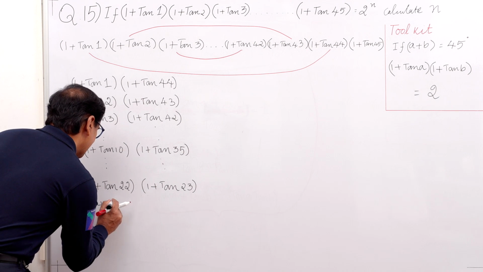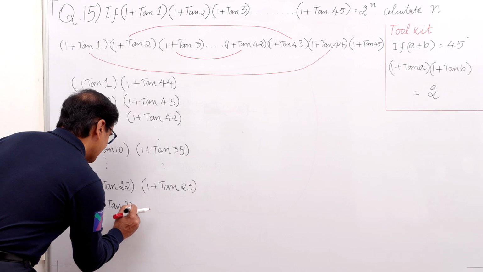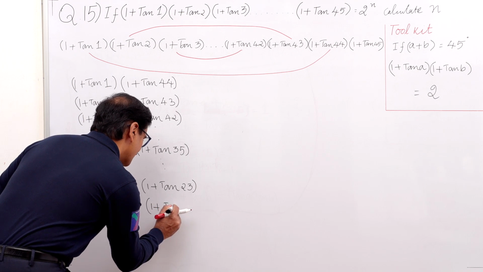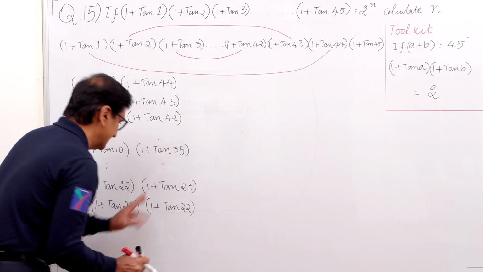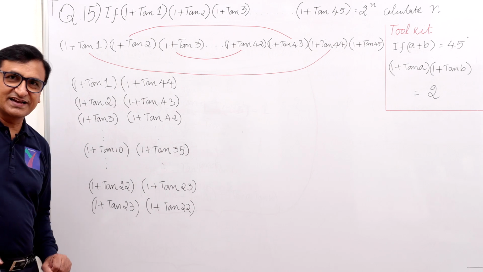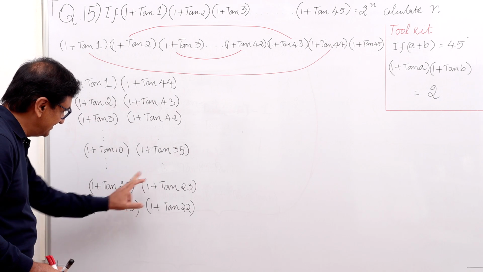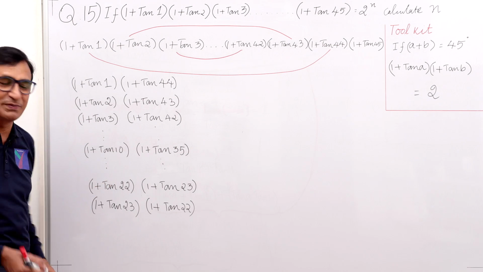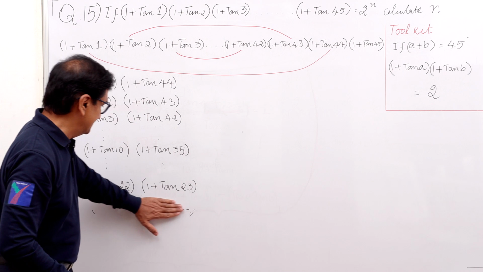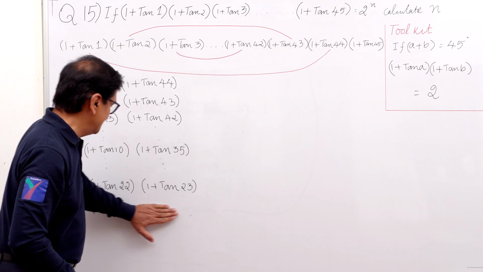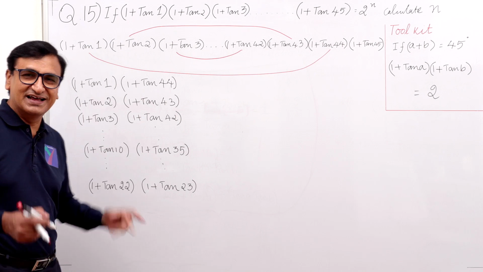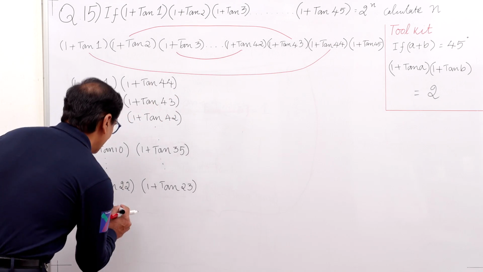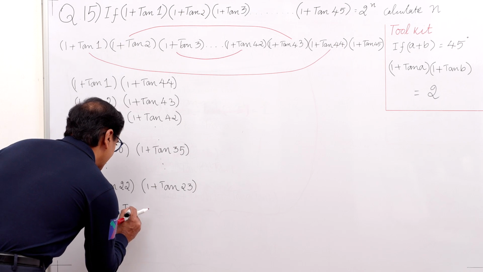Let's write the term: (1 + tan 23) multiplied by (1 + tan 22), because 23 plus 22 is 45. Is it correct? No, because this term and this term are one and the same. We don't want to continue beyond 1 + tan 22 because the terms will start repeating. So we just don't need this term. Are we done? No, not yet, because we are left out with 1 + tan 45. So 1 + tan 45 needs to be included.